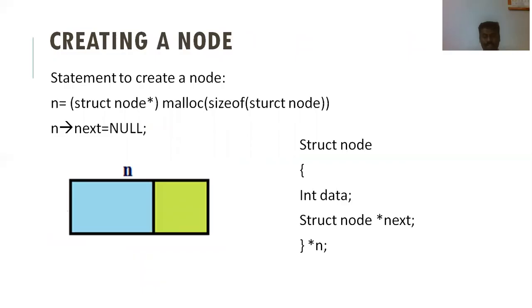Creating a node. How can you create a node? Only if you create a node is it possible to insert an element into it. The statement to create a node: struct node pointer n equals malloc, which is memory allocation, of the size of struct node. Already we have allocated the struct node. You have two positions: one is the data position and another is the next position. So once the memory location is allocated, in this memory location you have two positions, the data position and the next position. Then here, mention the pointer named n, the whole node name. Then n dot next equals null.